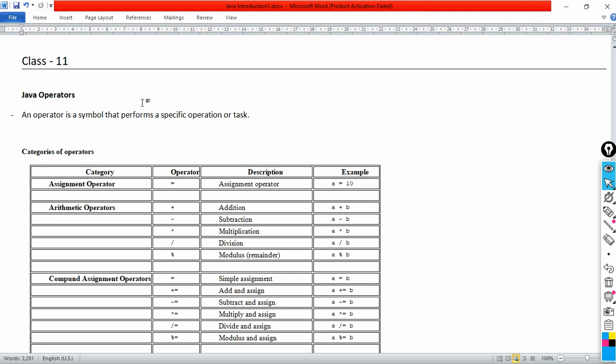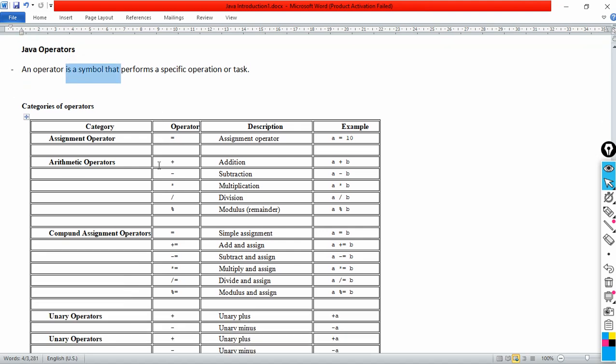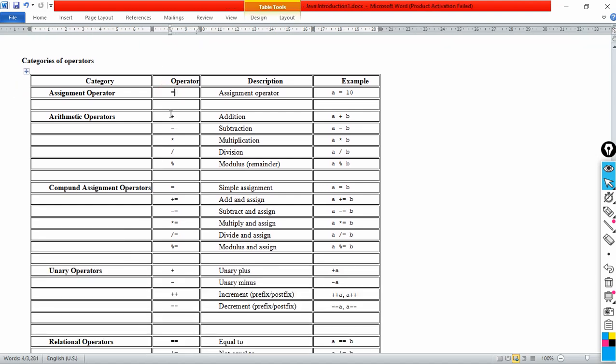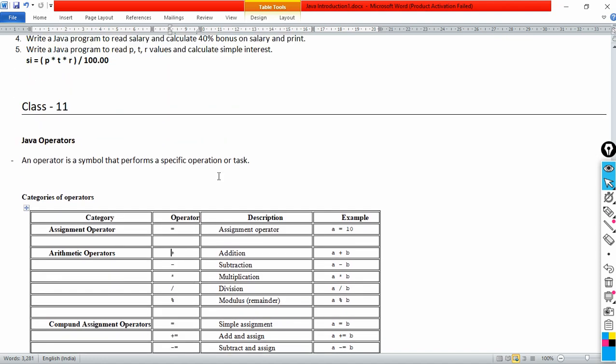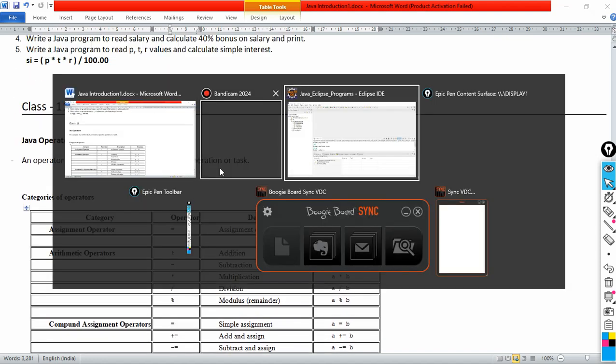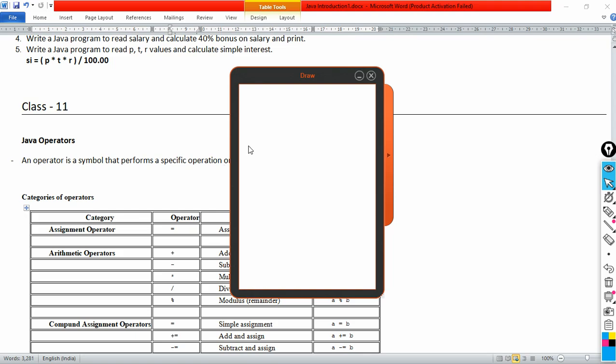What is an operator? An operator is a symbol that performs a specific operation or task. What are the symbols called as operators? These are the operators. All these are the operators. Let us take an example and we will study over here.